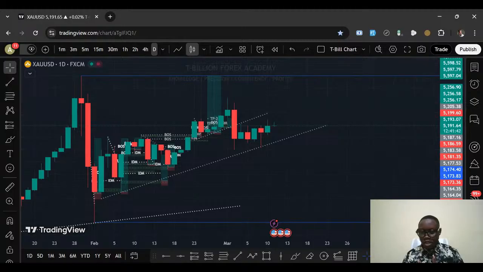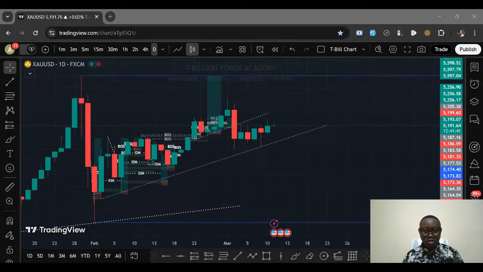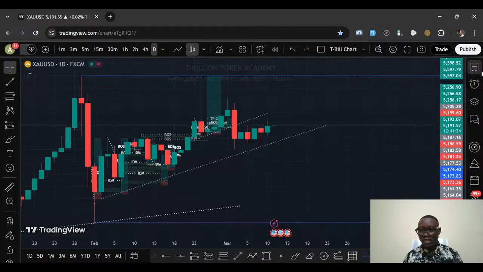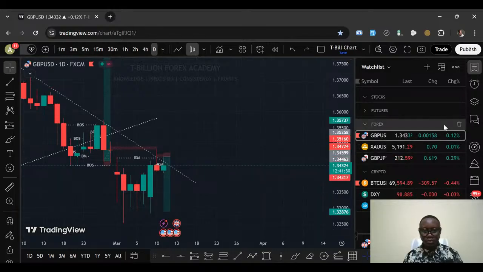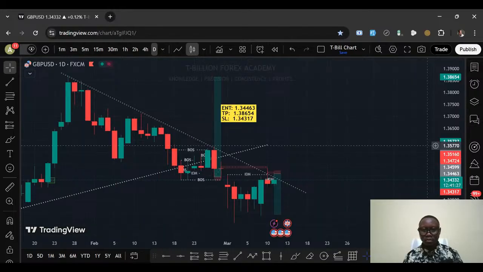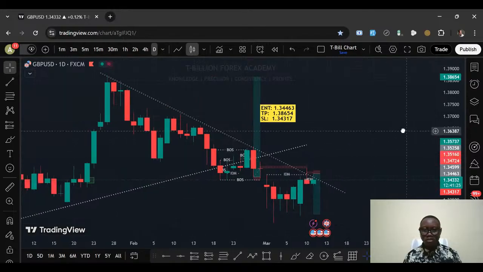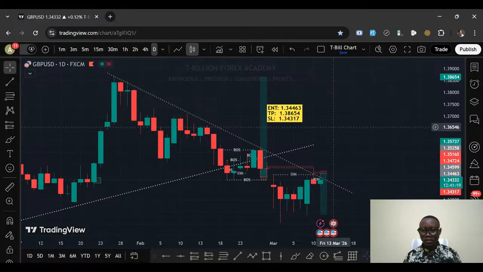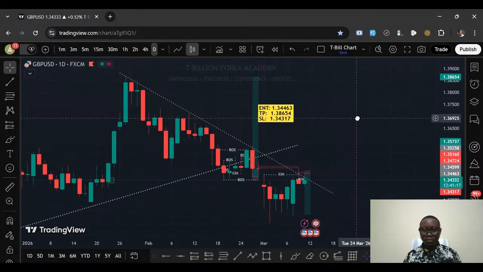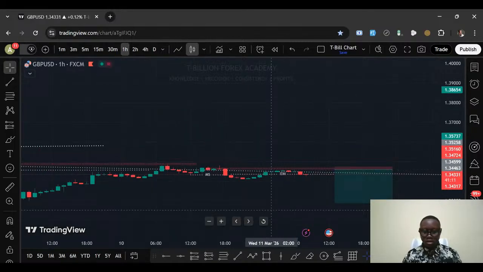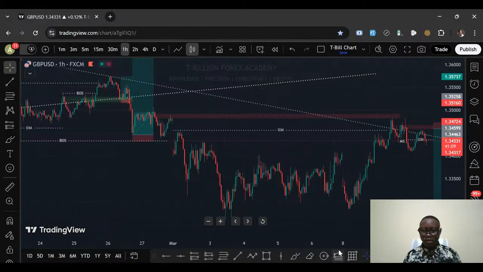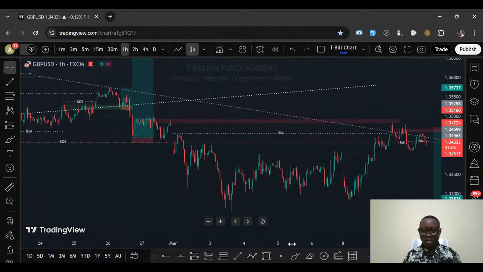So if you look at my chart, today's analysis, I'm going to start with GBPUSD, okay, because I have a setup which I'm anticipating. All right, so I have this setup on GBPUSD, as you can see. So let me just head to the 1 hour time frame and explain why I'm taking this sell trade.